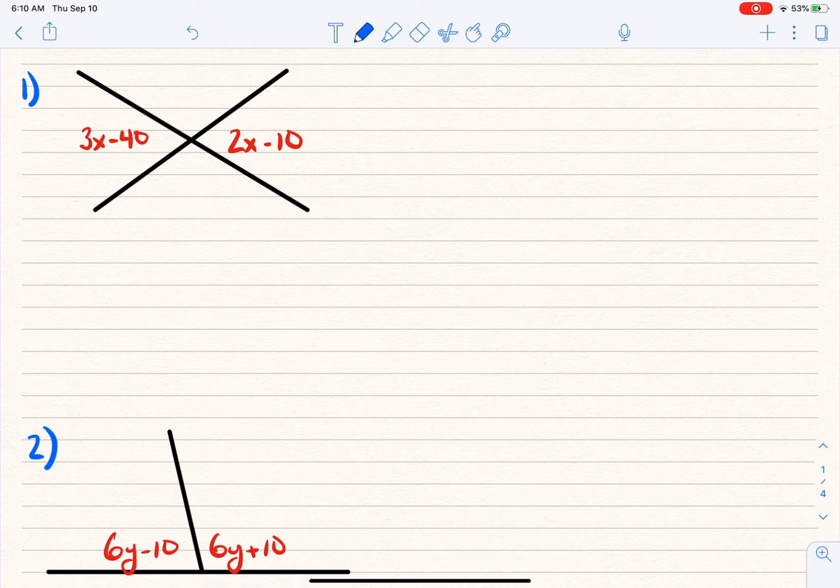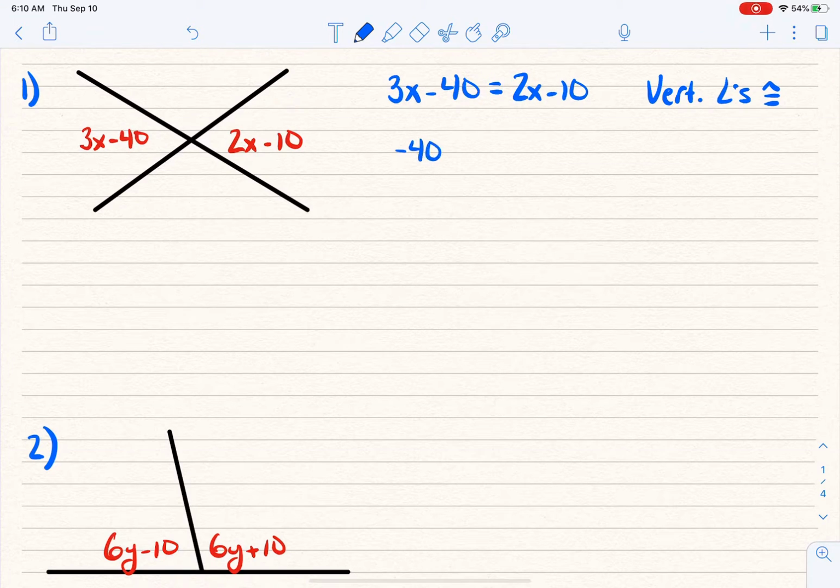It says 3x minus 40 is one of the angles, 2x minus 10 is the other angle. If I look at these, those are vertical angles, so I can set those two things equal to each other and say that 3x minus 40 is equal to 2x minus 10, and the reason why is because vertical angles are congruent. Then I go ahead and subtract 3x from both sides, and I'm left with negative 40 is equal to negative 1x minus 10, and that would be the subtraction property of equality because I just subtracted from both sides.